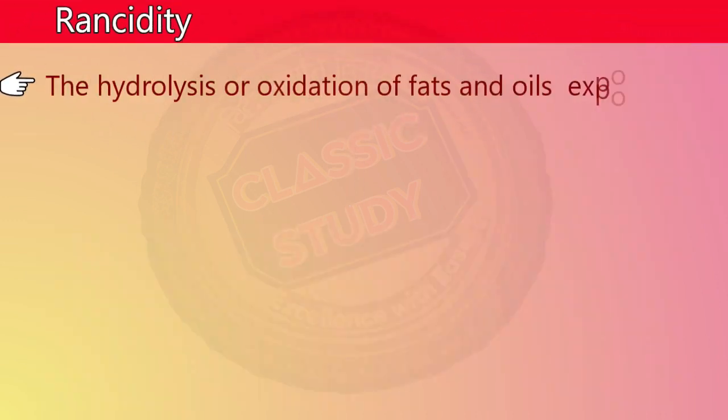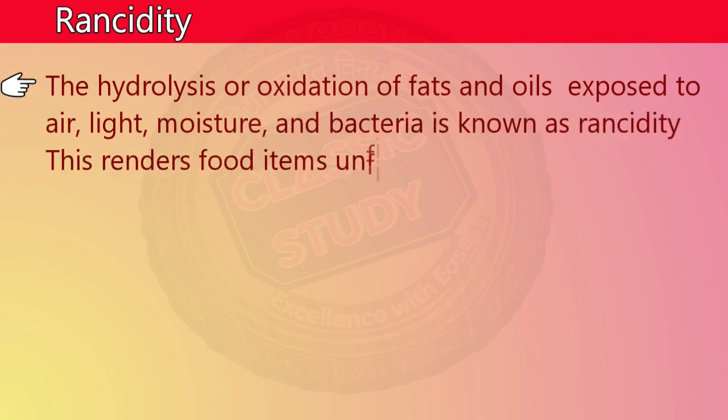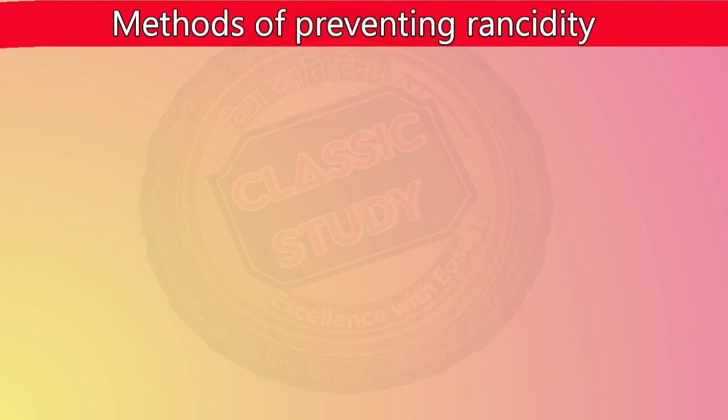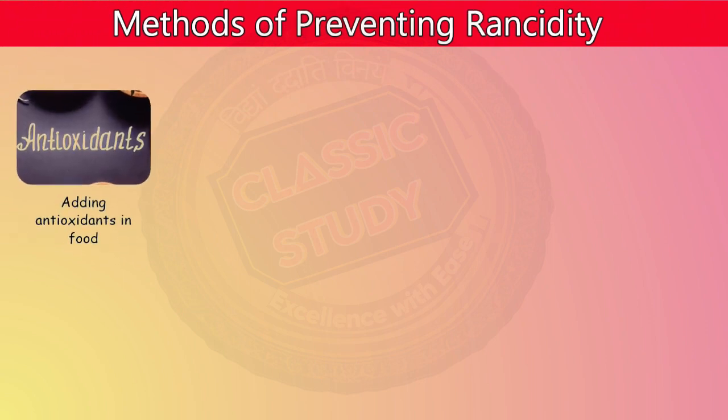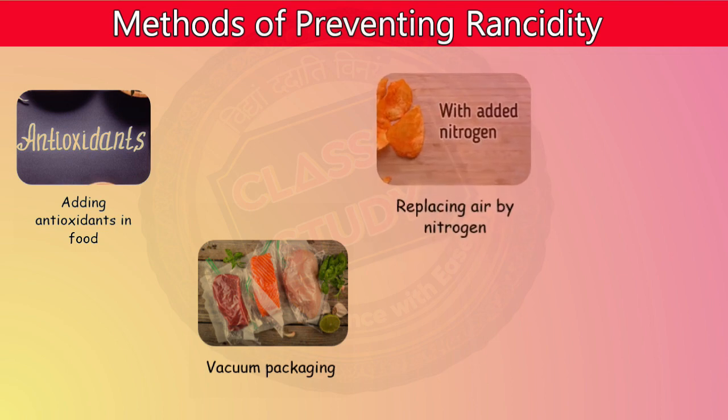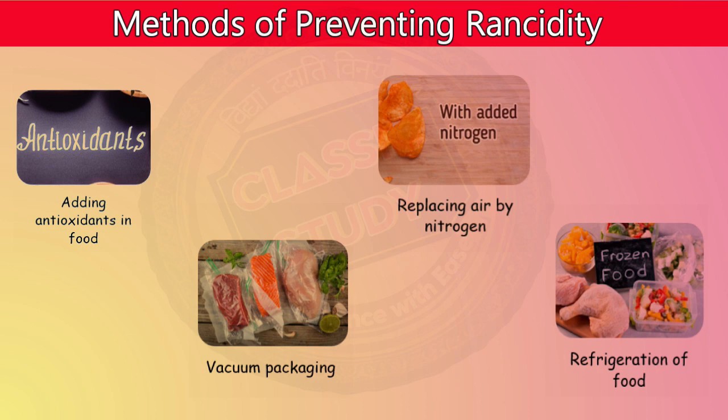Next is rancidity. Rancidity is hydrolysis or oxidation of fats and oils exposed to air, light, moisture and bacteria, and this makes a food item unfit for consumption. Methods of preventing rancidity are adding antioxidants to food, vacuum packaging which prevents the contact with air, replacing air with nitrogen. Packed foods are generally filled with nitrogen because it is a non-reactive gas, and refrigeration of food which cools down the temperature of the food product and prevents the growth of bacteria.